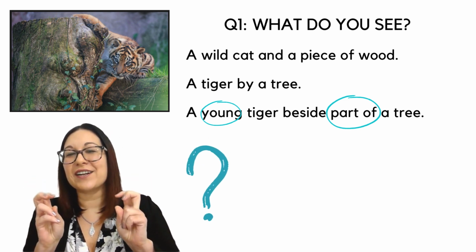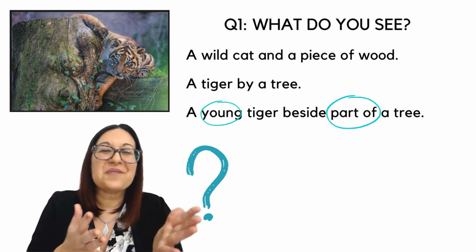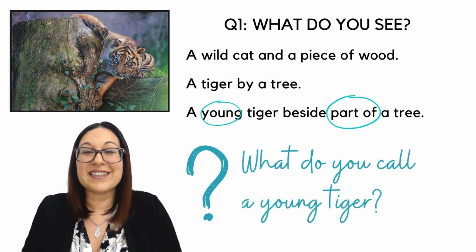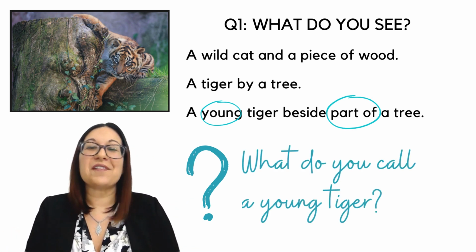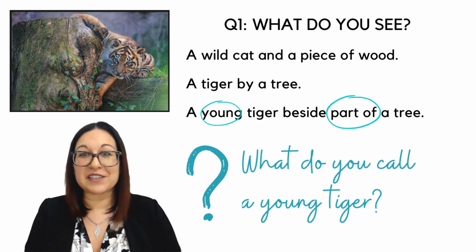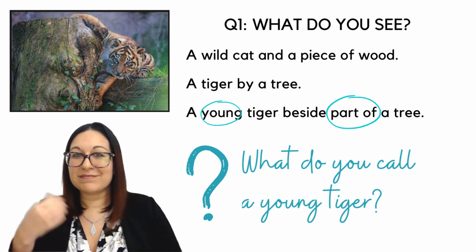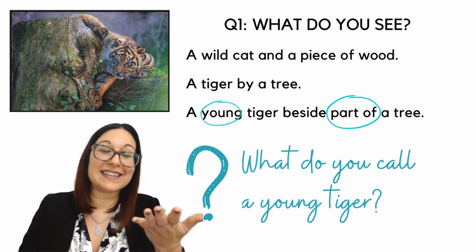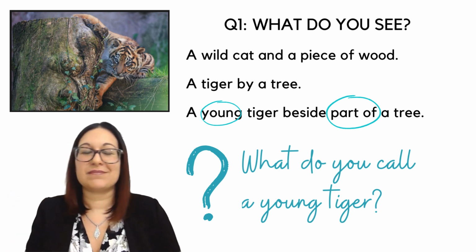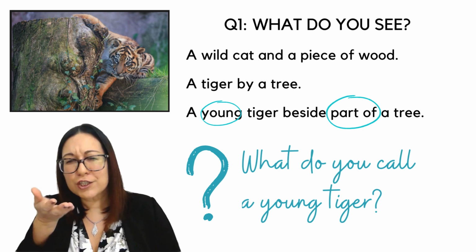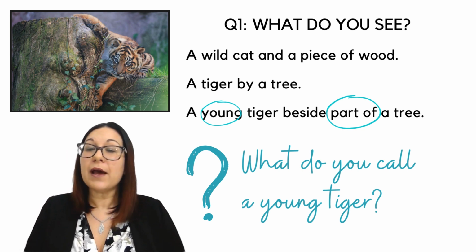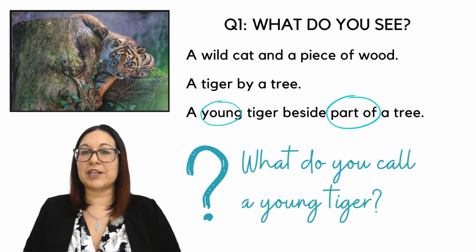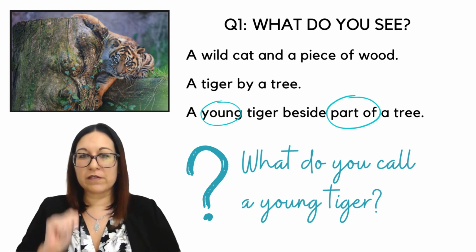Young tiger, a baby tiger. What do you call a young tiger? We've got some common ones that we use a lot. Dog, puppy, cat, kitten, chicken, chick. Great, but what do you call a baby tiger? If you don't know, pause and ask Google. Okay, so hopefully Google told you that it is called a cub.